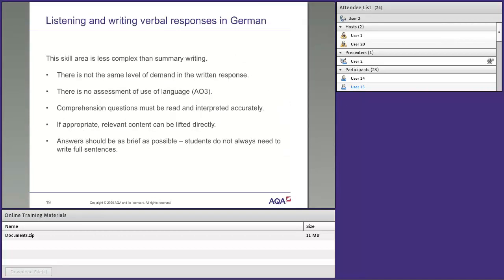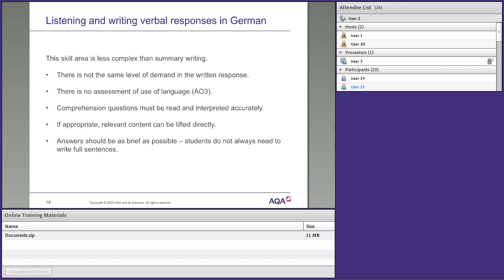So moving on to the second type of listening task requiring a written response in German. This skill area is less complex than summary writing. There's not the same level of demand in the written response, and there is no assessment of the use of language. Okay, so no grammar mark.